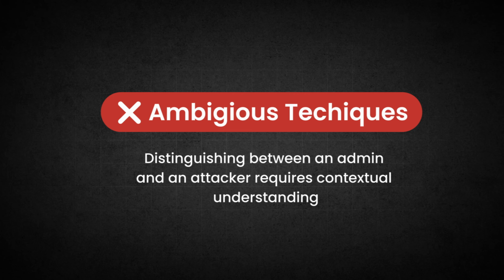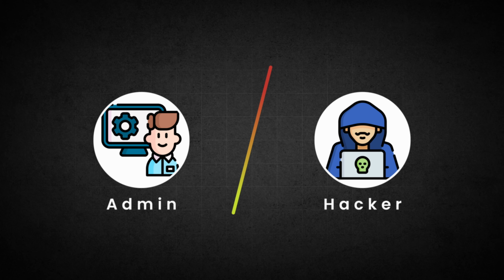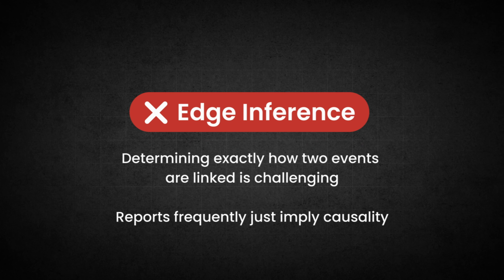Second, the ambiguous techniques problem. Some attack techniques, like system owner or user discovery, happen constantly in benign administrative activity. Distinguishing between an admin checking who am I and an attacker checking who am I requires contextual understanding. While LLMs are better at context than keyword searches, they can still struggle with poorly written reports that lack clear attribution of intent.